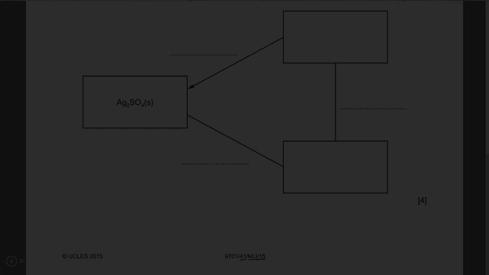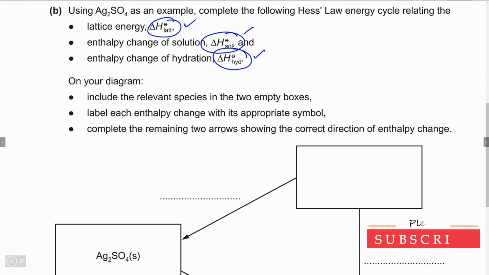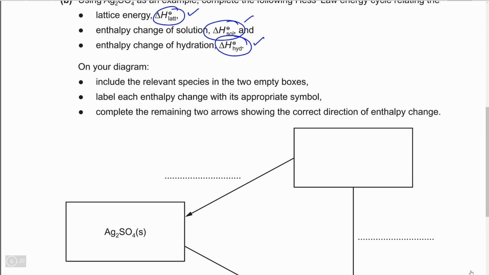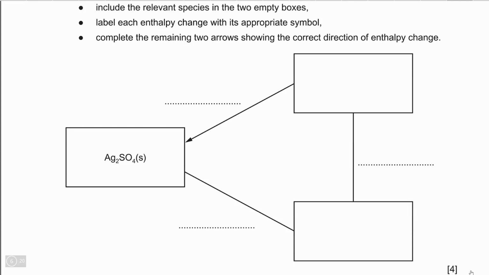Another question, that is May-June 15, variant 41, and question number 4. Using silver sulfate as an example, complete the following Hess's energy cycle relating the 3 energies. Basically, given are the lattice energy, enthalpy of solution, and enthalpy of hydration. So once again, these 3 things indicate that this is a question from the solubility cycle. I am going to fill this solubility cycle using these 3 enthalpies. The compound which is given is silver sulfate.